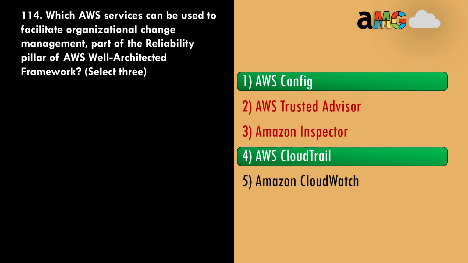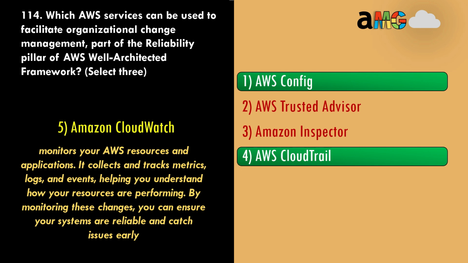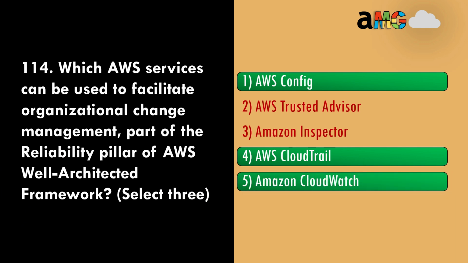Option 5, Amazon CloudWatch, okay, monitors your AWS resources and applications. It collects and tracks metrics, logs, and events, helping you understand how resources are performing, right? By monitoring these changes, you can ensure your systems are reliable and catch issues early. Okay, so this is your third correct answer.